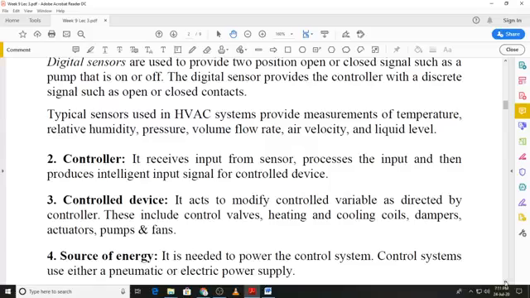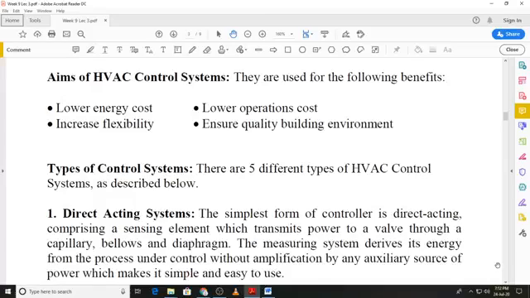The source of energy: we need a source to power the control system, and it can be either a pneumatic or electrical power supply. Now in a modern HVAC control system, the control system should fulfill certain objectives, and one of the principal factors is now the energy consumption. So lower energy cost and lower operations cost, increased flexibility, and definitely assuring the quality inside the conditioned environment. These objectives are all fulfilled by using a proper HVAC control system.